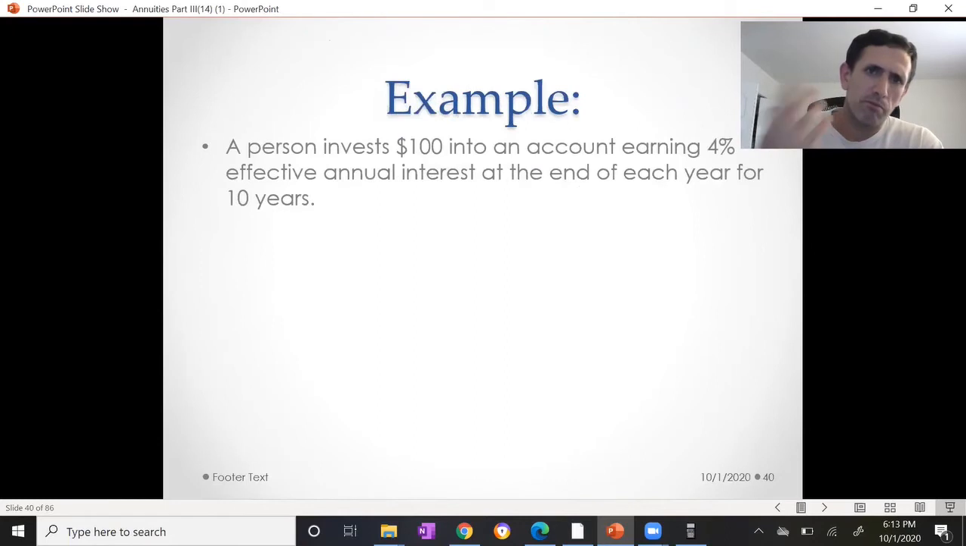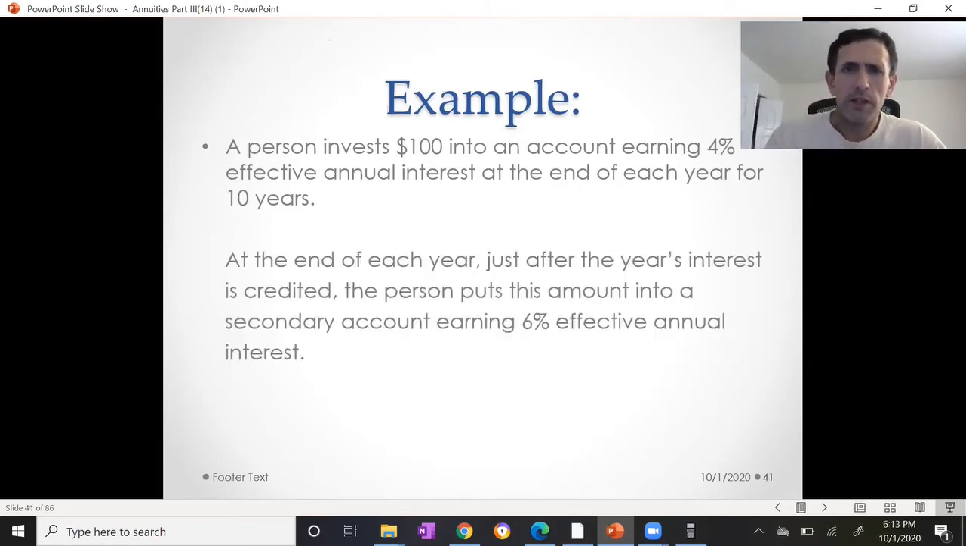And I'll spend some time doing this example because it's not immediate how to do this. Well, it might not be immediate. Maybe it is. So a person invests $100 into an account, earning 4% effective annual interest at the end of each year for 10 years. At the end of each year, just after the year's interest is credited, the person puts this year's interest into a secondary account, earning 6% effective annual interest.